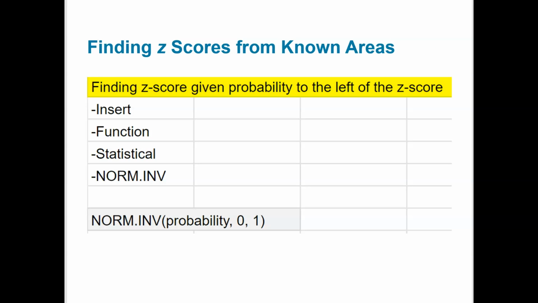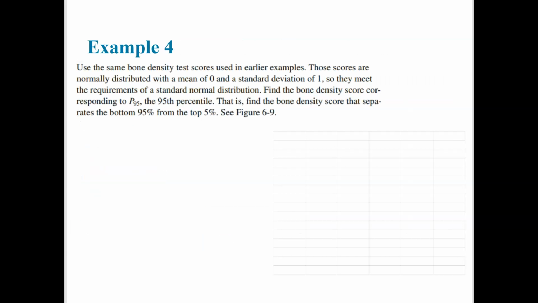And so what that looks like is you can, of course, find it by doing the insert function, or you can just type it in and always have that equal sign. We're going to put the probability that we know and then 0, 1. So let's look at an example here. We're still talking about the bone density, and they want us to find the bone density corresponding to the 95th percentile. So we're using previously learned language.